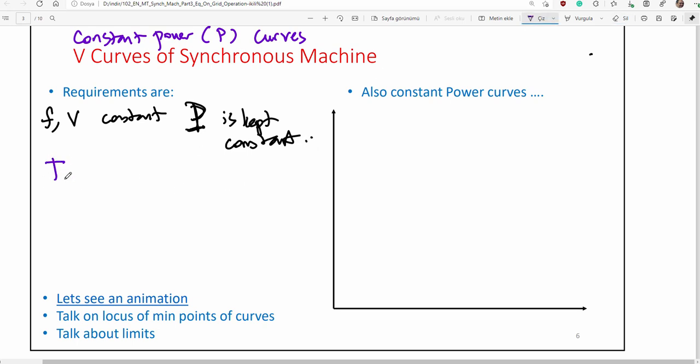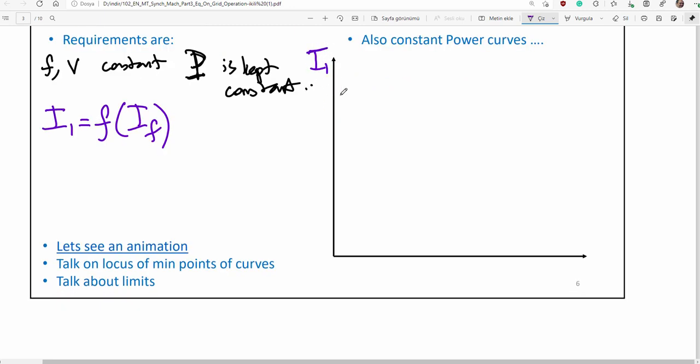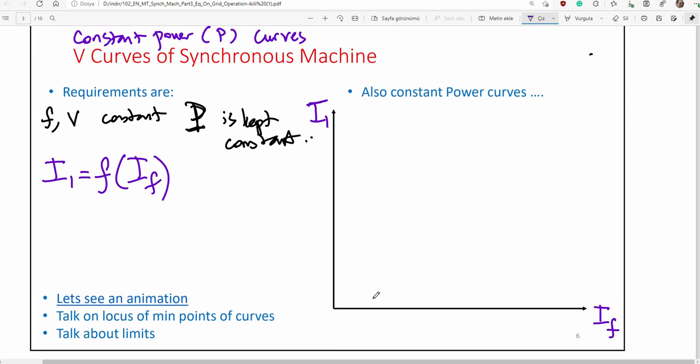During the experiment, load current, the one-phase armature current, is observed by changing the field current of the rotor. The vertical axis represents armature current, and the horizontal axis shows field current. Voltage is constant, power is constant, and then let's start.